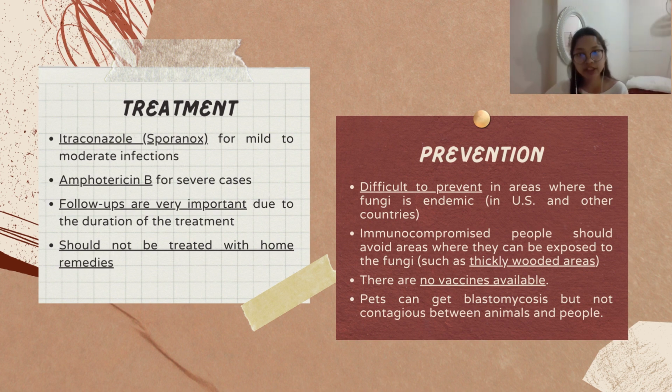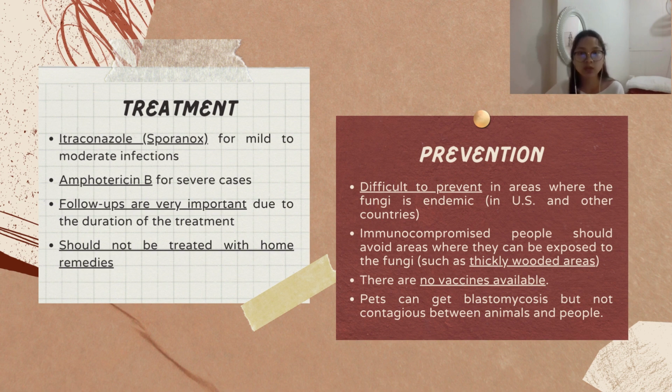Blastomyces infections can be difficult to prevent, especially in areas where the fungus Blastomyces dermatitidis is endemic. This is especially important to take note of in areas like the South Central, Midwestern, and Southeastern states bordering the Ohio and Mississippi rivers in the United States, as well as surrounding areas of the Great Lakes and the St. Lawrence River in Canada. And because of this, the CDC recommends immunocompromised individuals avoid exposure to these areas.